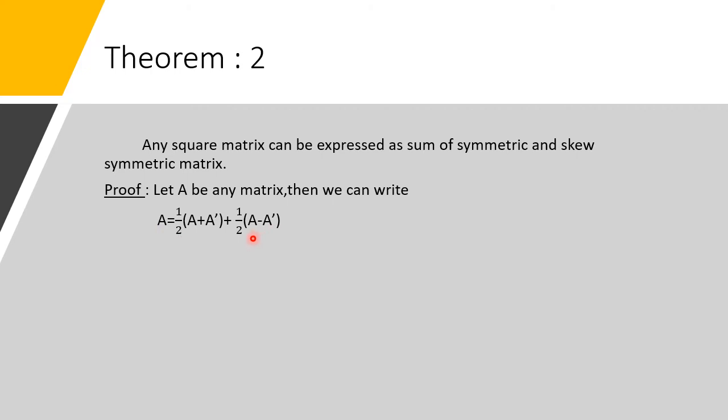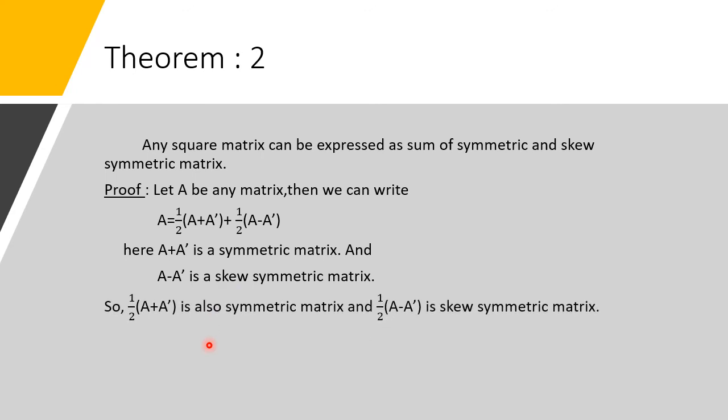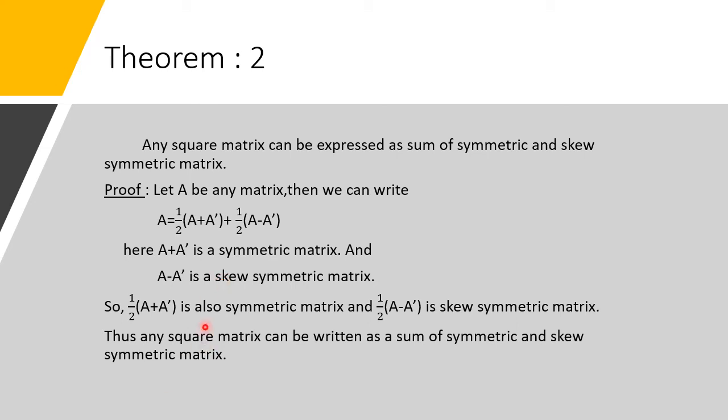So A can be represented like this, and here A plus A dash is a symmetric matrix and A minus A dash is a skew symmetric matrix. Hence we can write A, and as this is a symmetric matrix, we can multiply by the scalar. I am going through the proof, otherwise to explain it very easily: if A is any matrix, then A can be written like this. Here A plus A dash is symmetric and A minus A dash is skew symmetric. So any matrix can be expressed as a sum of a symmetric and a skew symmetric matrix. You can see here the proof of this.